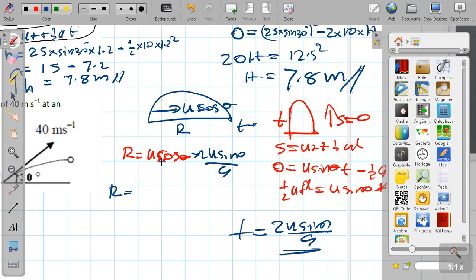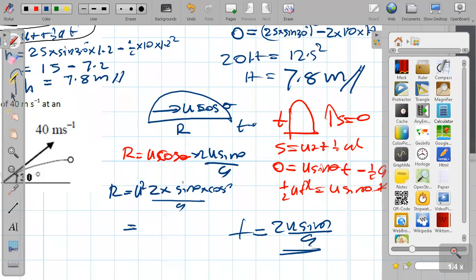What should I do now? Apply separately. You can write u squared and 2u multiplied by 2 sine theta multiplied by cos theta, divided by g.